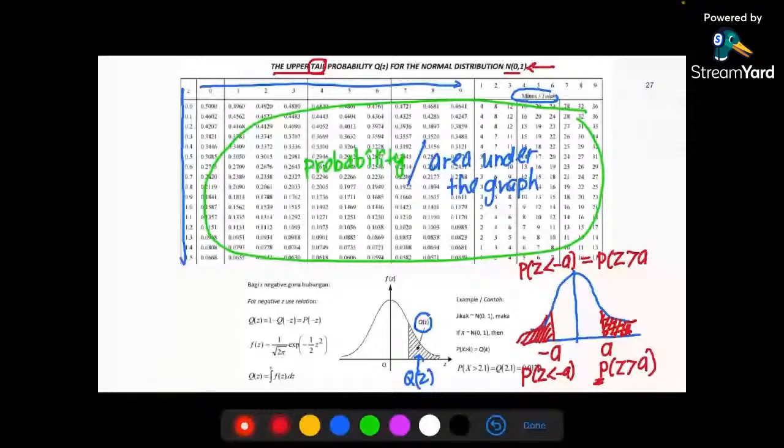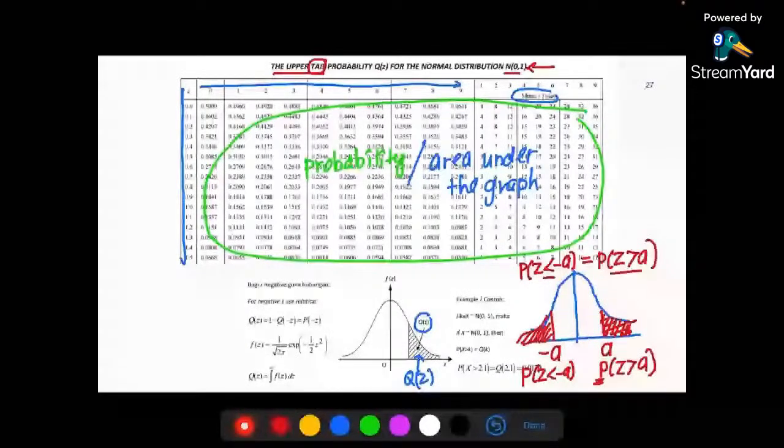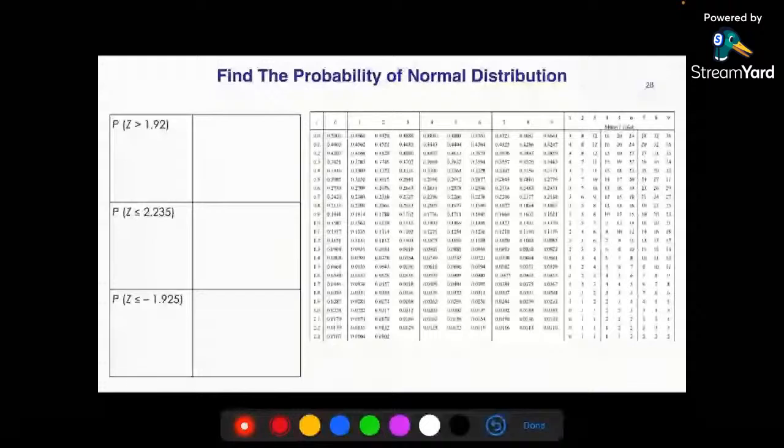Dia sama. Okay. Kita terus tengok pada contoh lah macam mana nak buat, nak baca how to read the table. Okay, the first one. Find the probability of normal distribution here. The first question is P Z greater than 1.92. So kalau macam ni, kalau soalan yang macam ni, this one is actually the direct questions lah.